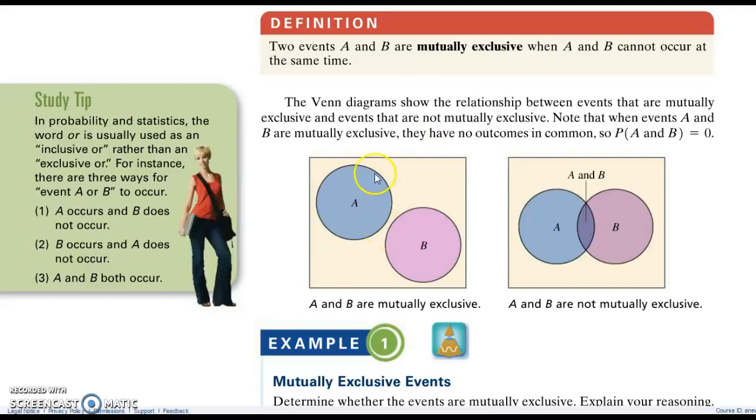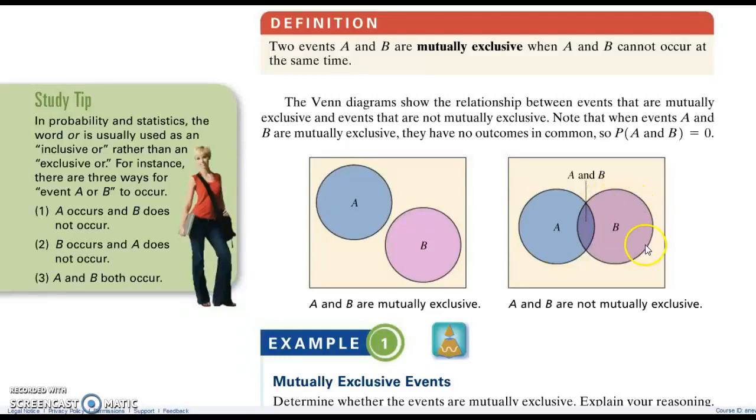So this picture right here is trying to indicate that there's absolutely no overlap between the two events. Everything that could happen to make the first event true is here, and the second event is completely separate from that. And this picture is illustrating that there is some overlap. There's some times when both the events are happening at the same time. So for example, A could be being a woman, and B could be having the flu.